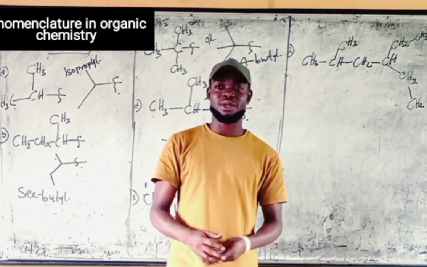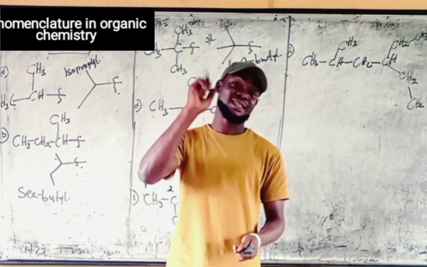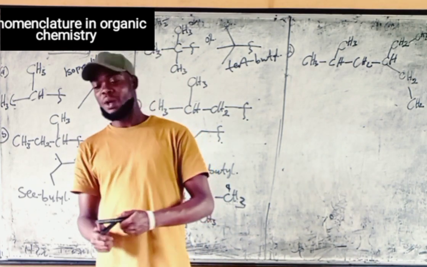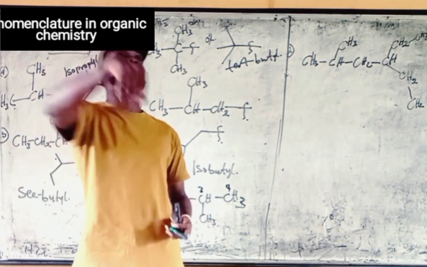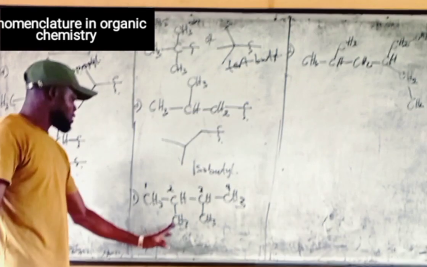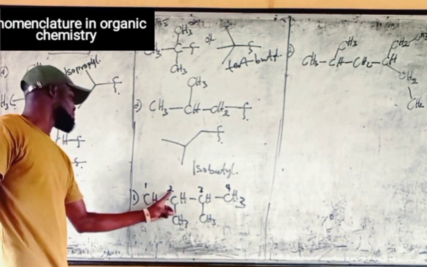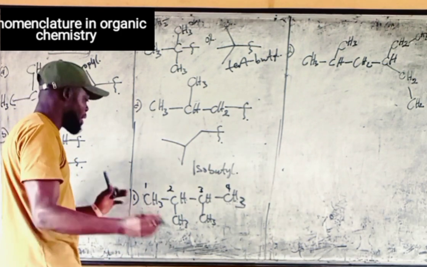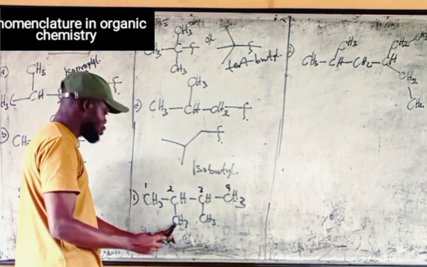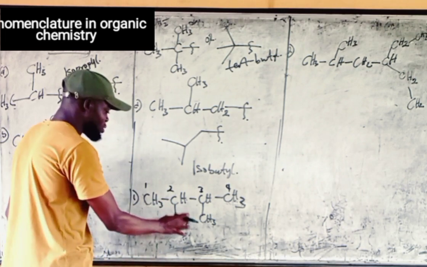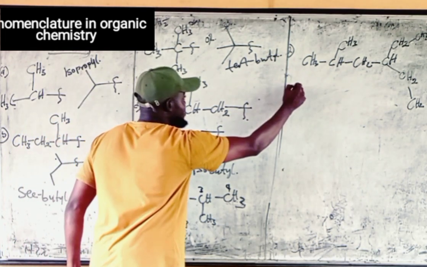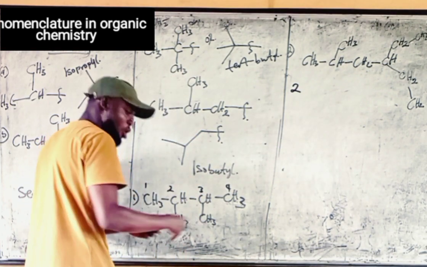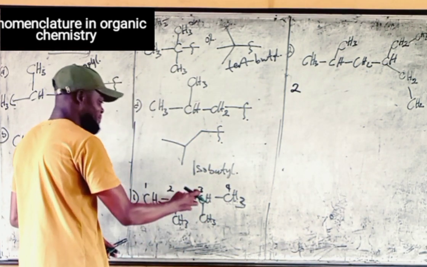Let's say we have the same substituent appearing twice, it's called di. We call it di before you call the substituent. So we have 2 of this in positions 2 and 3. Now, how do you actually write it? The first one is in position 2, then the other one, since they are the same thing, is in position 3.